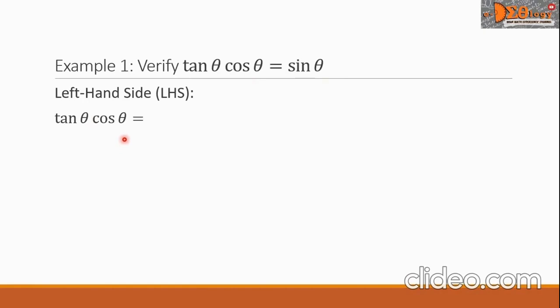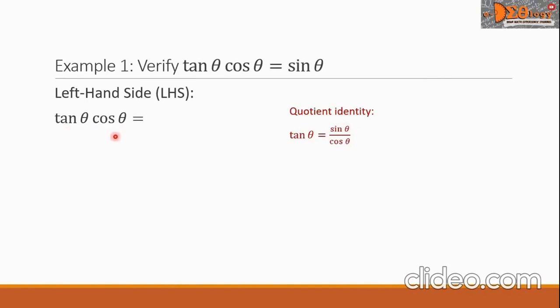I am going to convert all functions into sine or cosine. So the tangent theta here, I will convert into sine or cosine function. The cosine theta is already a cosine, so I will leave it as it is. Using the quotient identity, I know that tangent theta equals sine theta over cosine theta. I am going to use this value to replace the tangent theta here.